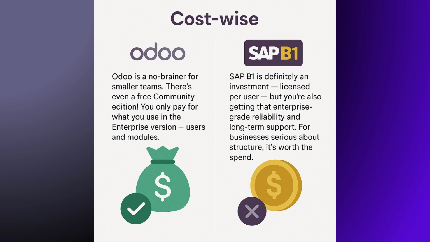Cost-wise, Odoo is a no-brainer for smaller teams. There's even a free community edition. You only pay for what you use in the enterprise version, users and modules. SAP B1 is definitely an investment, licensed per user. But you're also getting that enterprise-grade reliability and long-term support. For businesses serious about structure, it's worth the spend.